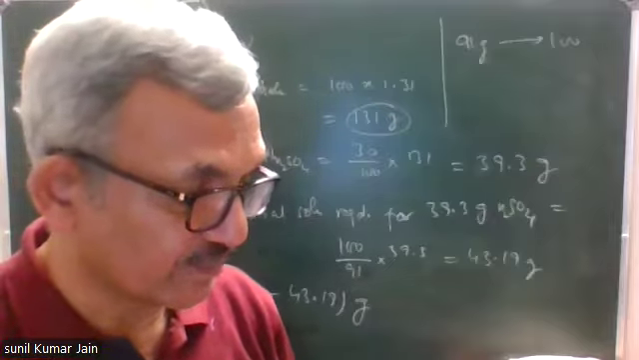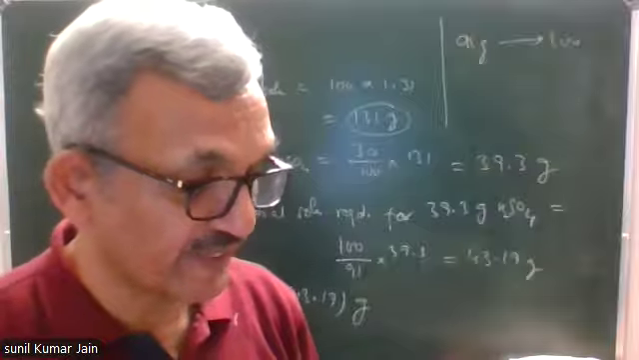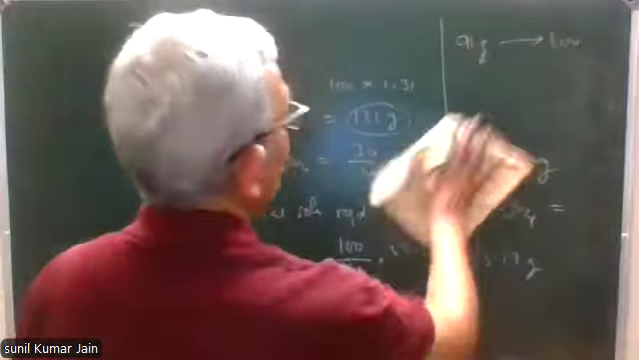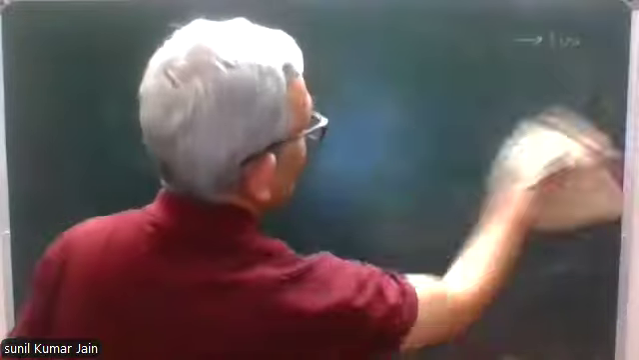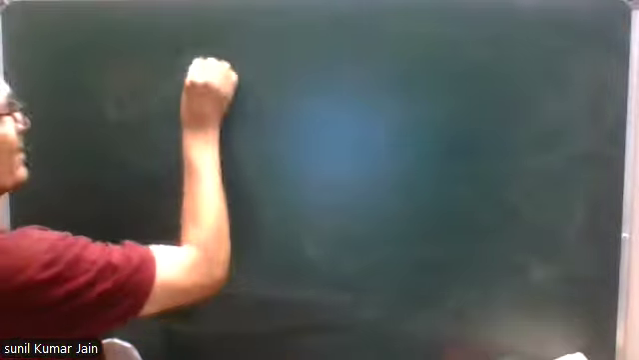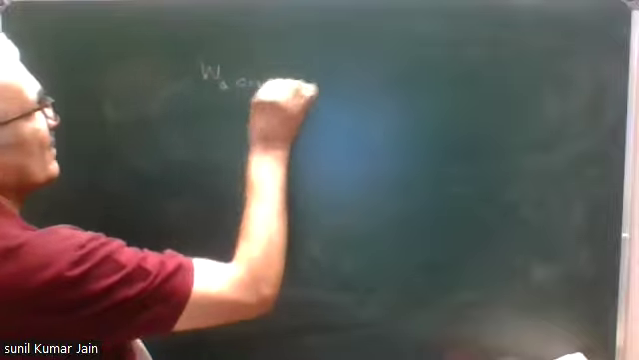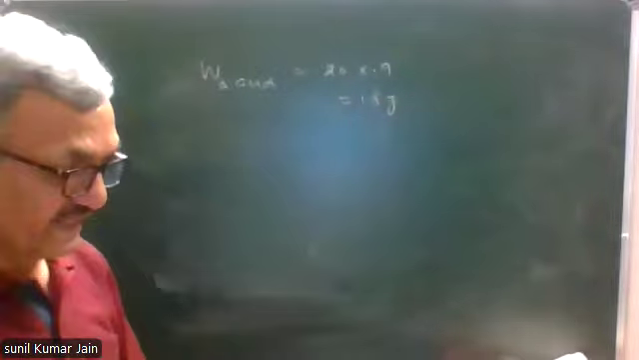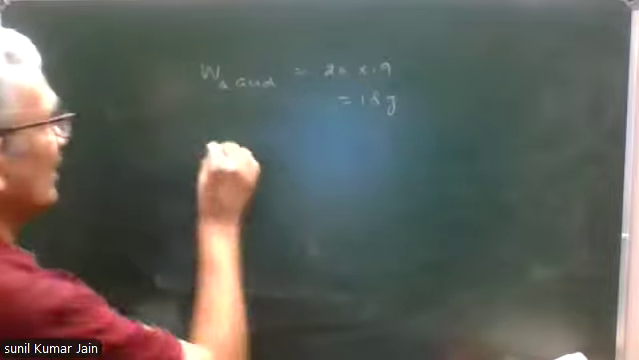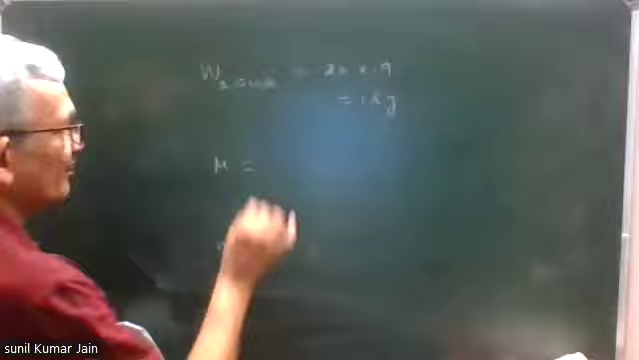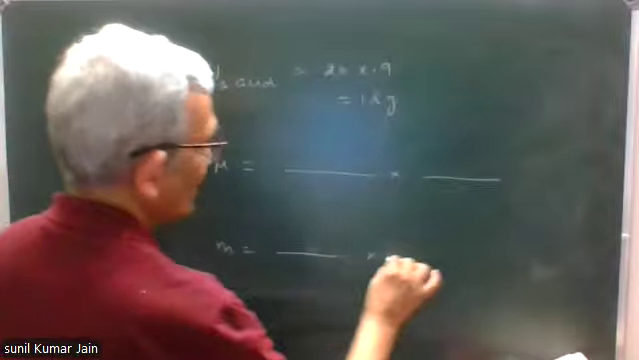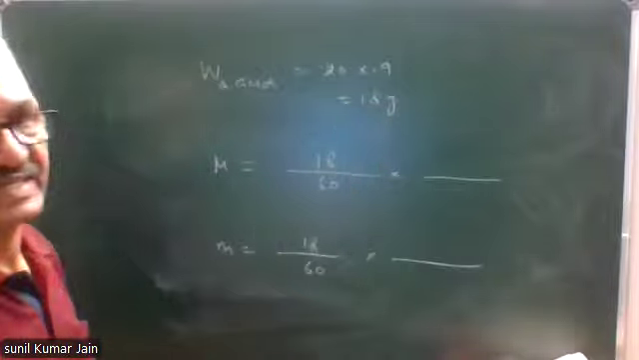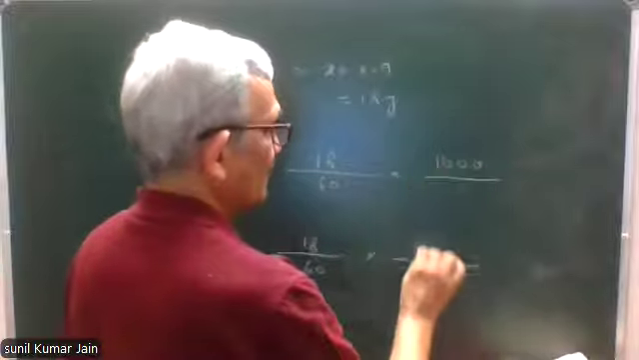Calculate molarity and molality of the solution prepared by dissolving 20 cc of acetic acid, density 0.9, in 100 cc of water. See, weight of acetic acid, 20 cc into density, 18 grams. Density is given 0.9. Now, molality. Solute 18 grams. Molecular weight of acetic acid 60, 1000 in both.